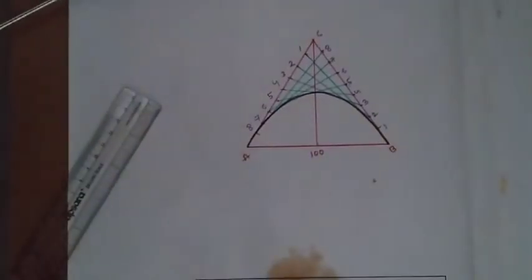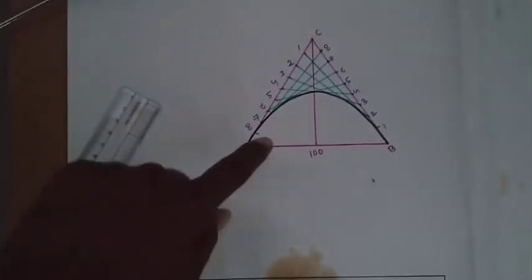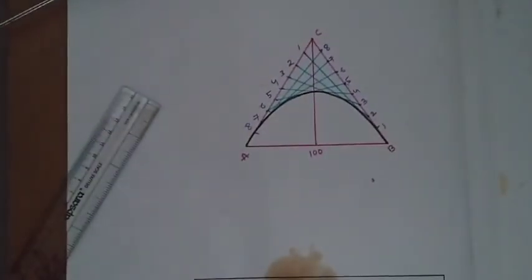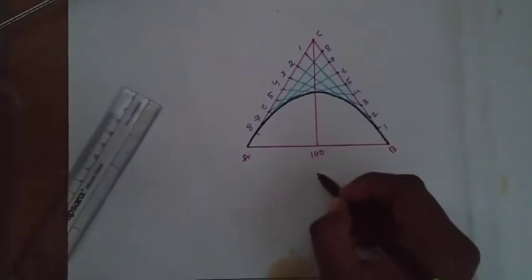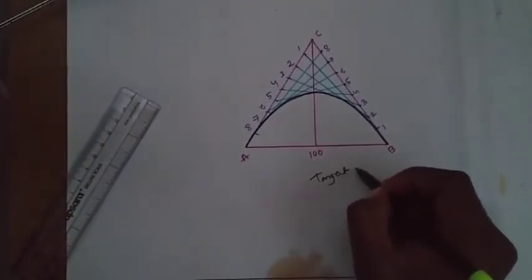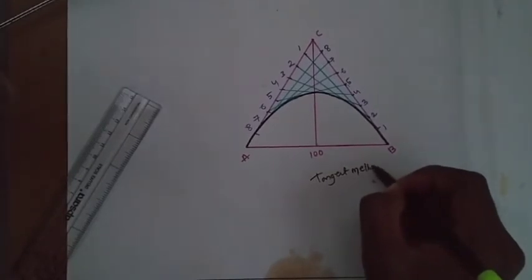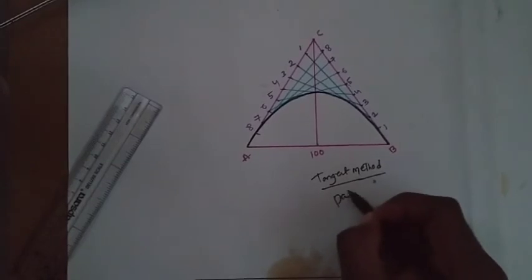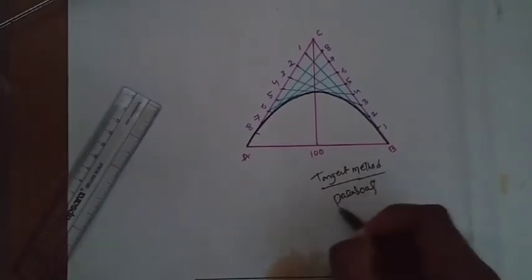This is your required curve. This curve is nothing but your required parabola by the tangent method. This is the tangent method of parabola.